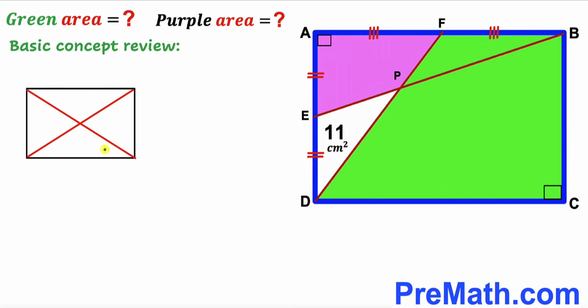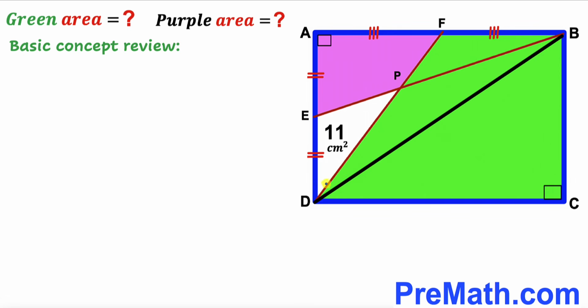Now we have these two diagonals of the very same rectangle, and they intersect each other at this point P. Then this point P is going to be the center of this rectangle, and as a result this segment length is going to be equal to this segment length, and likewise this segment length is equal to this segment length. In other words, all these segment lengths are equal.